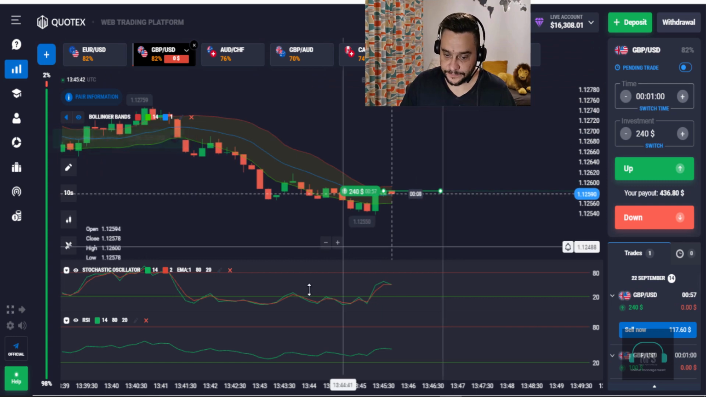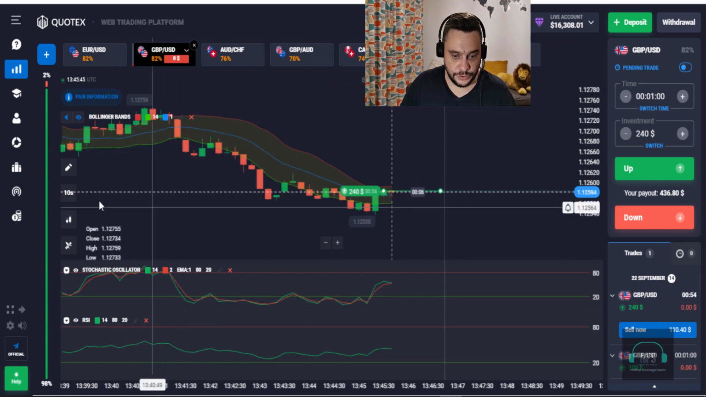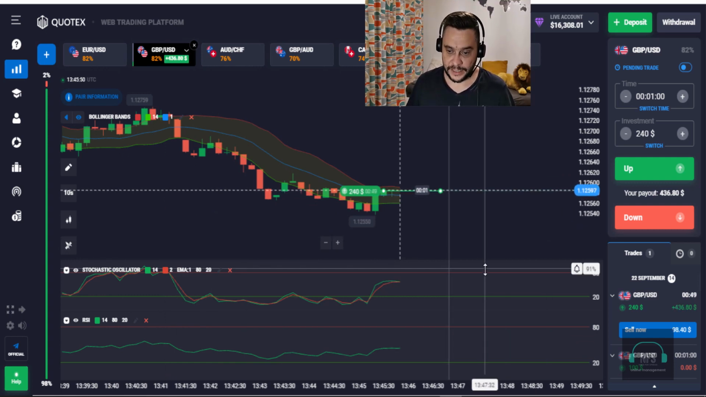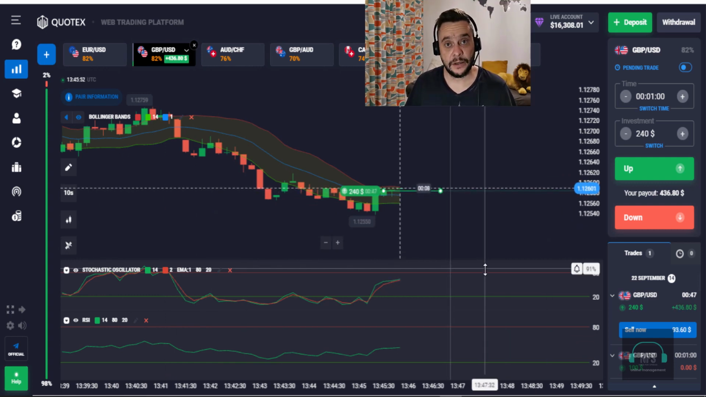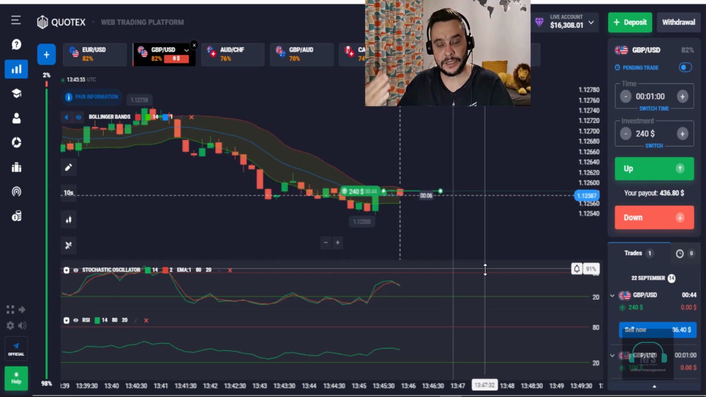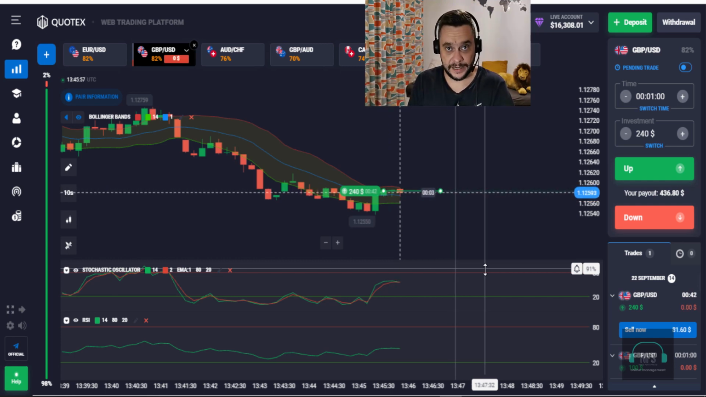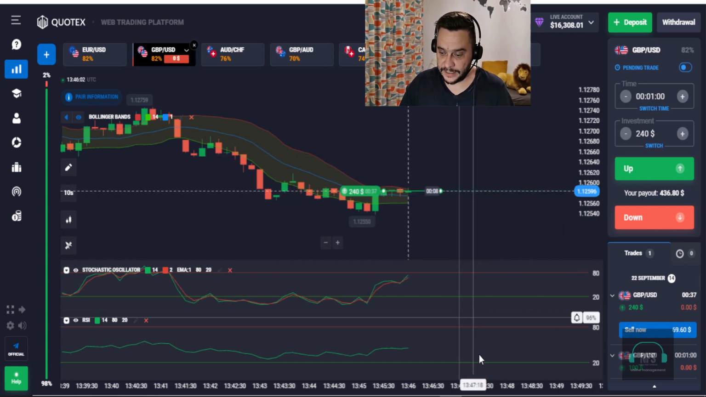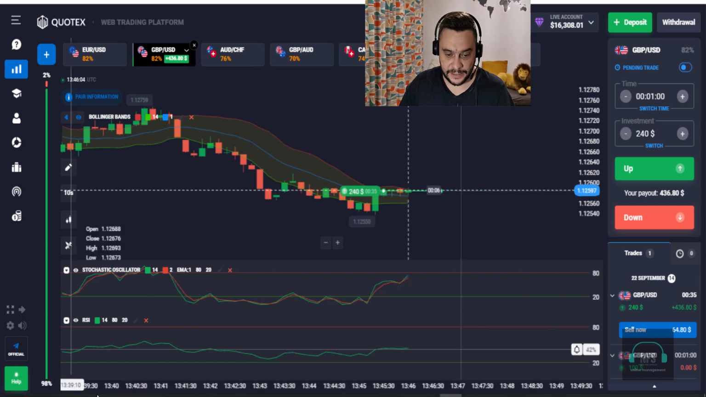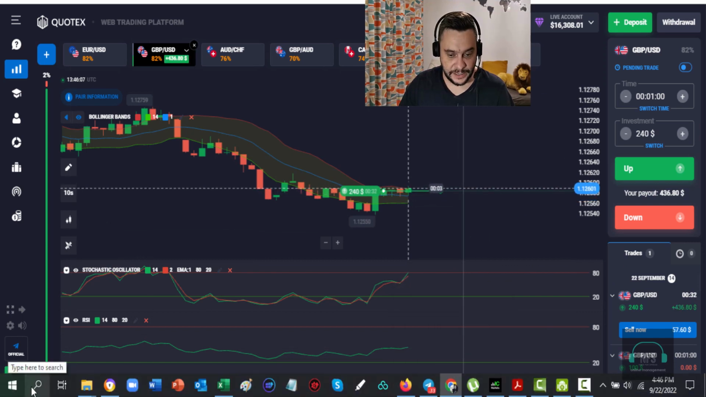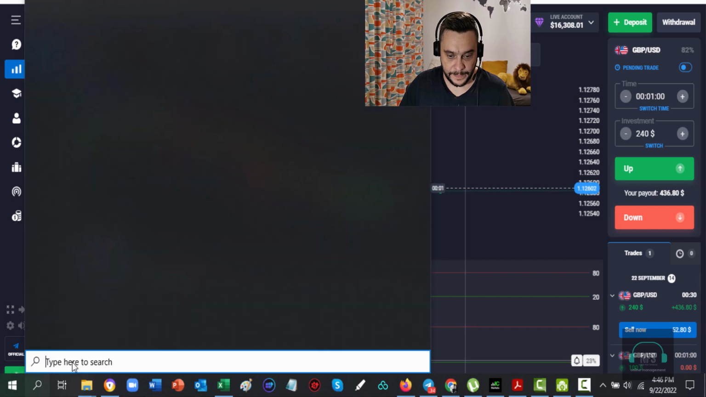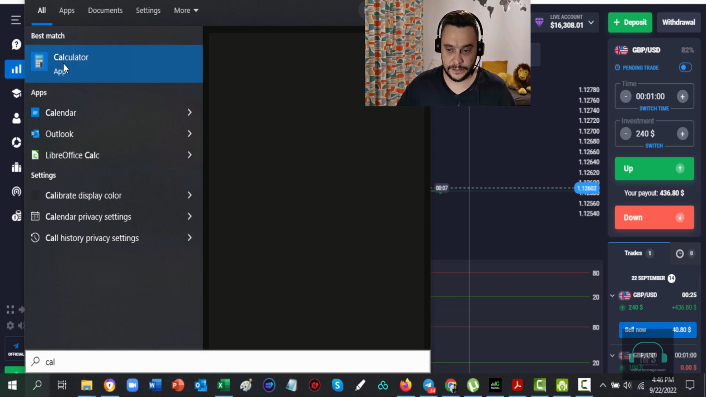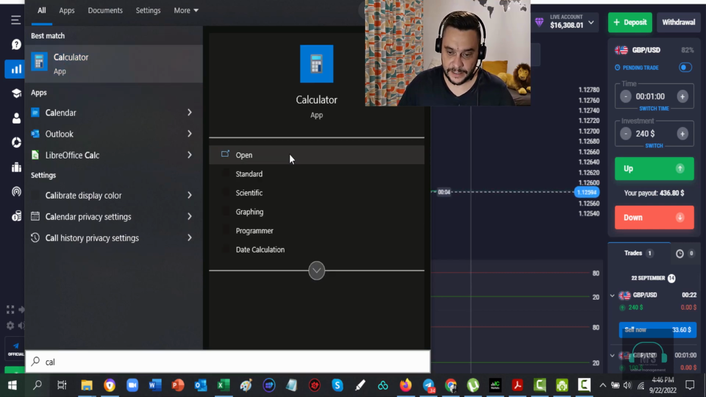Yes, a 1 minute trade, and you'll use the 10-second chart here. So let's see if this one will be in the money or not. If not, again we will place an up trade in the same direction with a multiplier of 2.4. So we have $240 right here. Let me look for the calculator.